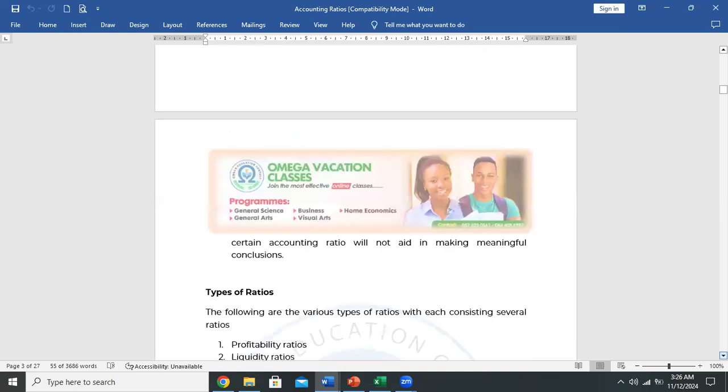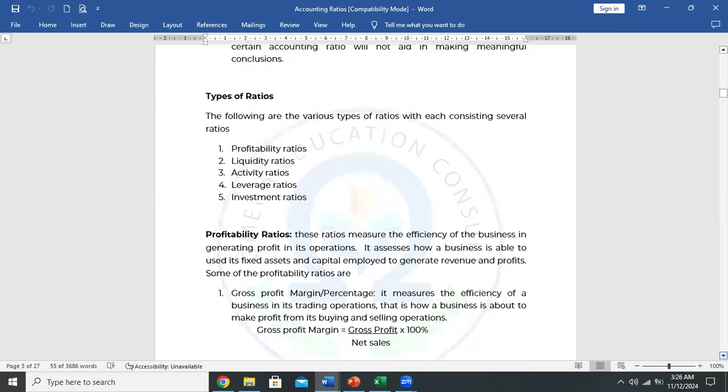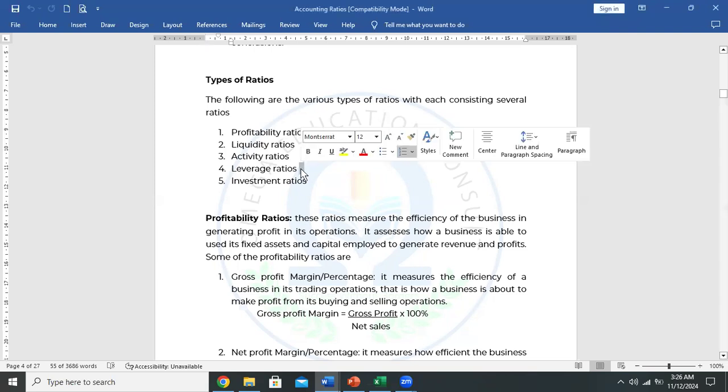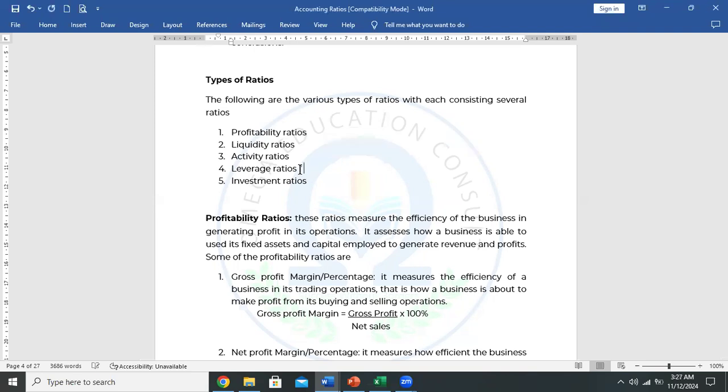Now to the major discussion, the highly examinable areas, the types of ratios. So dear professors, we have 5 types of ratios. Or let me say for your level, we are going to consider 5 types of ratios. It's examinable. You can be asked to state 3 types of ratios for 3 marks. So note that. The first one is profitability ratios. Second, liquidity. Third, activity. Fourth is leverage, or sometimes referred to as capital gearing.